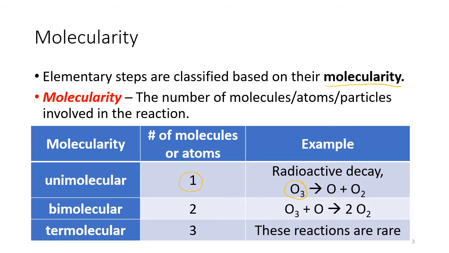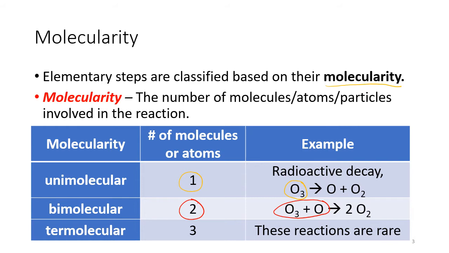A bimolecular reaction has two molecules or atoms, or two things, on the reactant side coming together. So here we have O3, which is ozone, combining with atomic oxygen to form 2O2. So we have two things coming together, O3 and atomic oxygen.